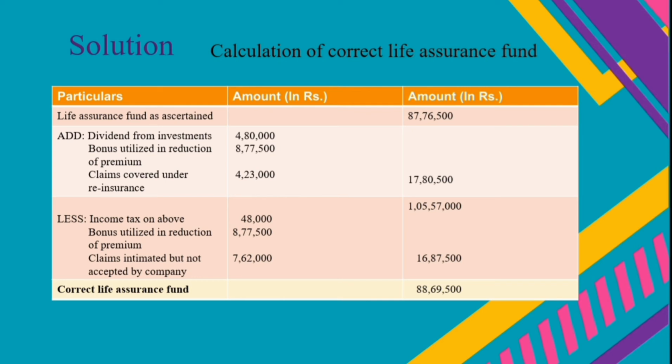Step 3. Now the subtract amount to be identified from the format. It is understood income tax on above, bonus utilized in reduction of premium, claim intimated but not accepted by the company, that is 48,000, 8,77,500, 7,62,000. It to be subtracted. After subtracting it is 88,69,500. So that is the correct life assurance fund.